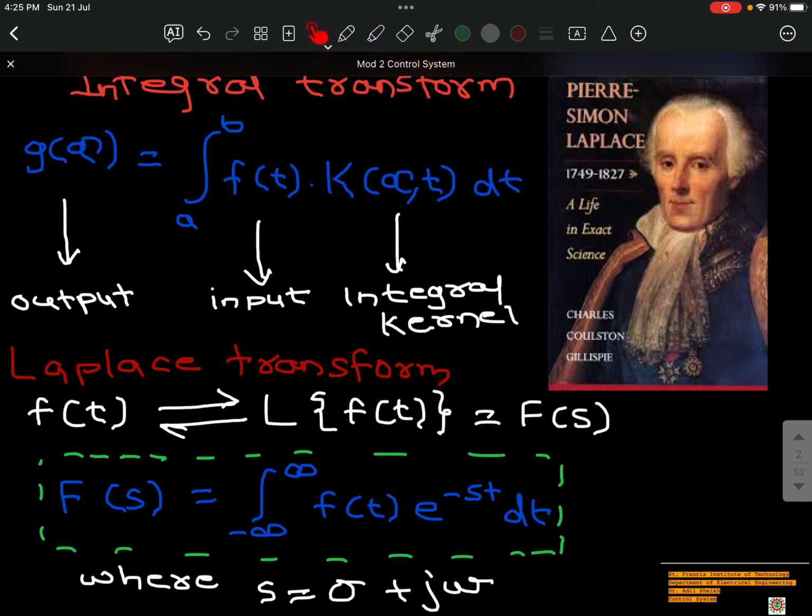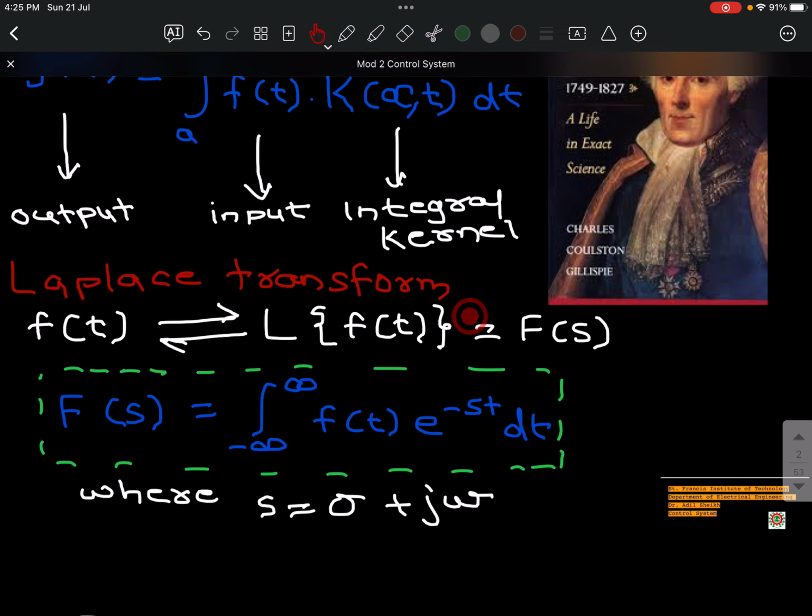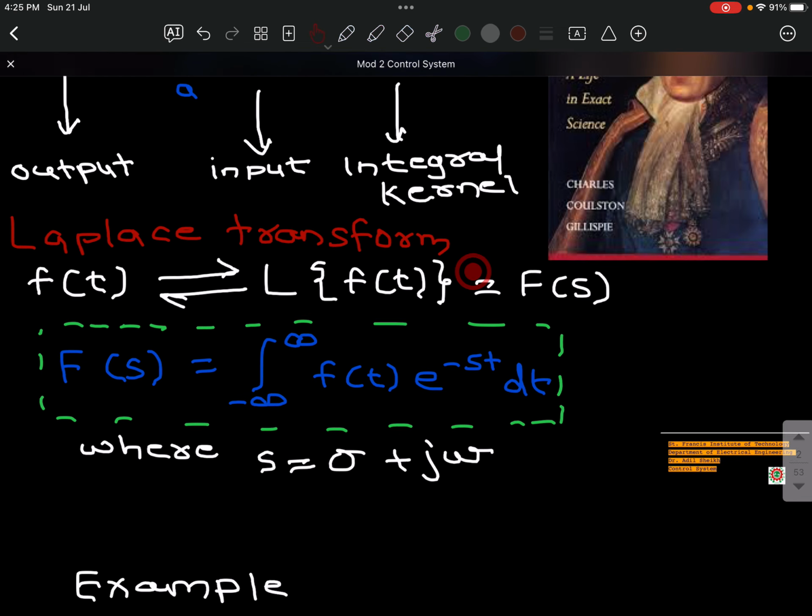Now what do you mean by this particular s? Like what is s in frequency domain? So s consists of two things. One is tau plus j omega. So tau is your real part, omega is your imaginary part. Okay, we'll see what this s equal to tau plus j omega is as we move further in the lectures.